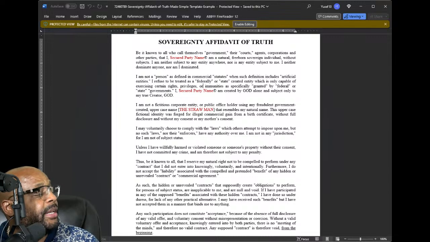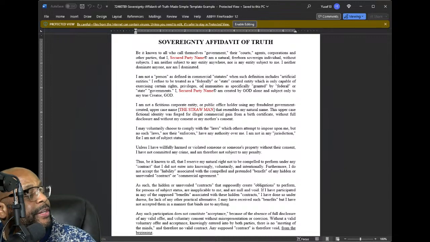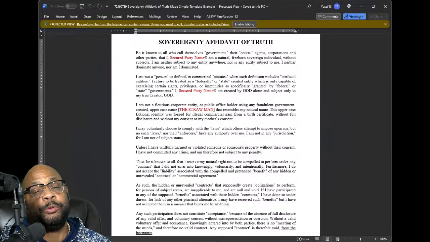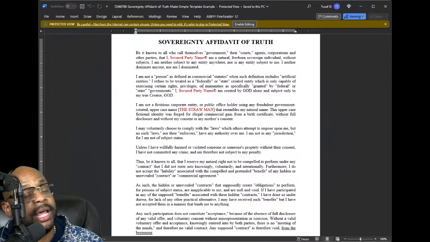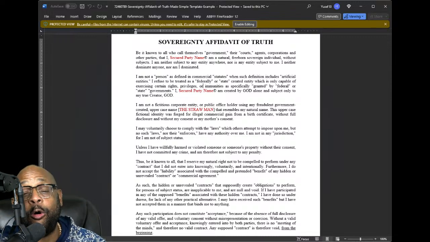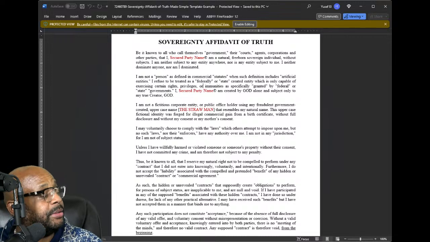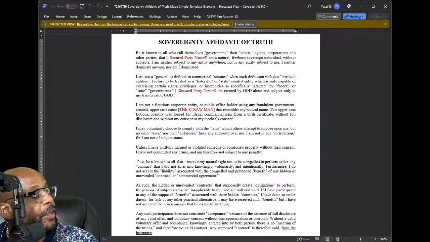It goes on, it says, unless I have willfully harmed or violated someone or someone's property without their consent, I have not committed any crime and I'm therefore not subject to any penalty. And this goes again to what we're talking about, a corpus delicti, or who have I harmed in the real living world. Okay, that is what a true crime is. Thus be it known to all that I reserve my natural right not to be compelled to perform under any contract that I did not enter into knowingly, voluntarily, and intentionally.